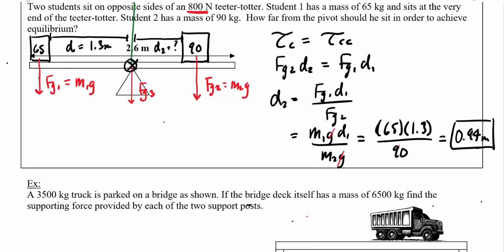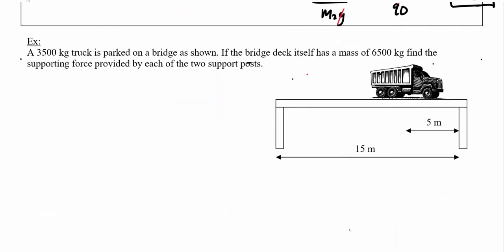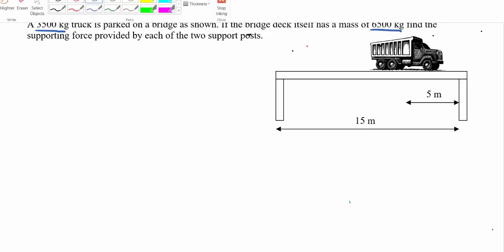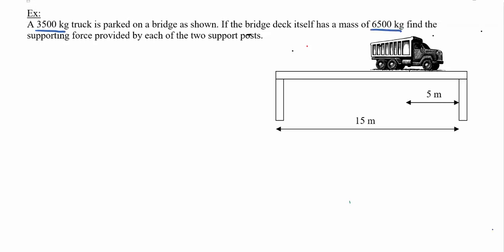All right, we're going to look at one last example here. So in this last example, I've got a truck sitting on a very fancy looking bridge, and the truck is sort of parked part way to the side. Now the truck itself has a mass of 3,500 kilograms, but the bridge deck itself also has a mass of 6,500 kilograms. So first step is to draw all the forces.